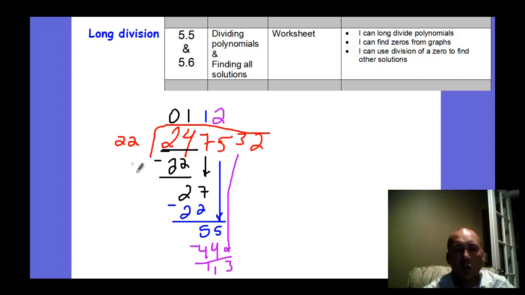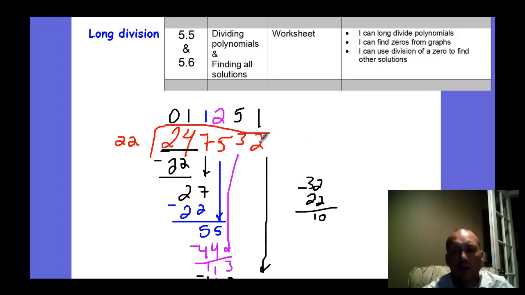So then how many times does 22 go into 113? That'd be 5. So 5 times 22 would be 110. Subtract, we have 3 left over. Drop the next number. We have 32. So how many times does 22 go into 32? 1 time. 1 times 22 is 22. Subtract. We have 10 left over. This is our remainder. There's no more numbers.